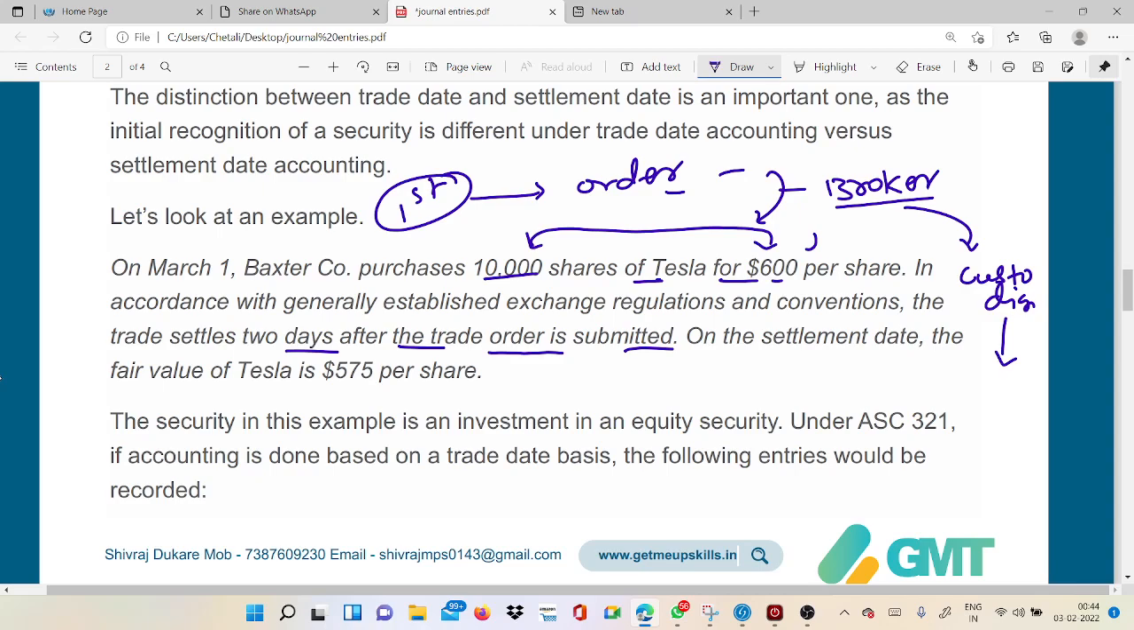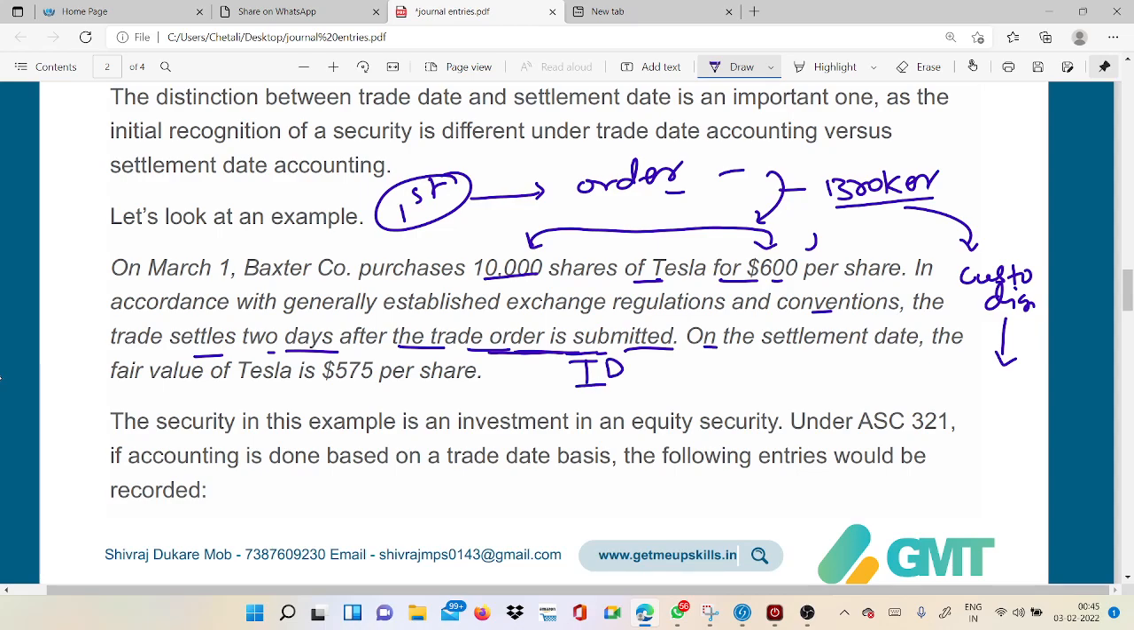Okay, and for your information, the demat account will be with the custodian, and the brokers are entitled to maintain the trade account only. Okay, the trade settles 2 days after the trade order is submitted. So this is what happens on a trade date.